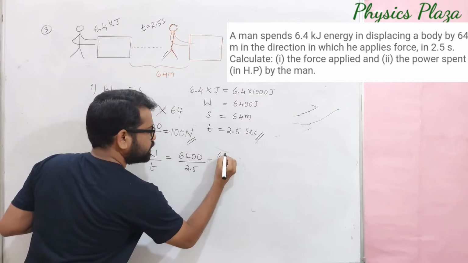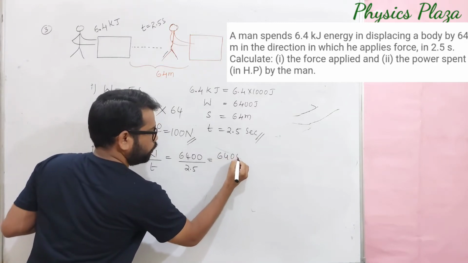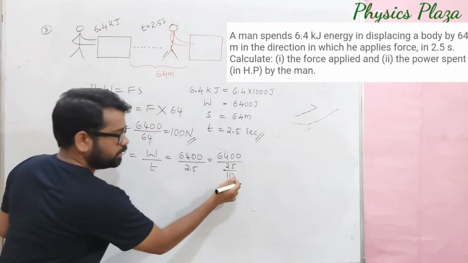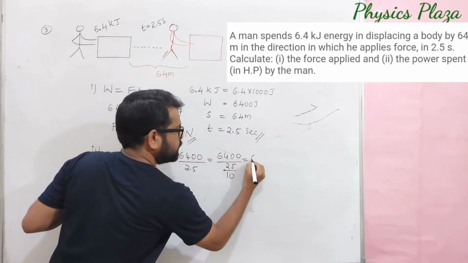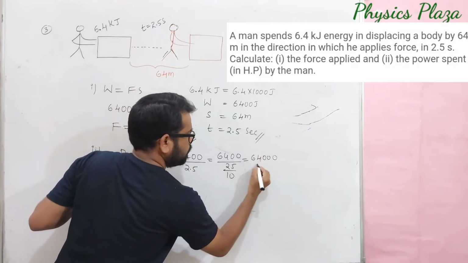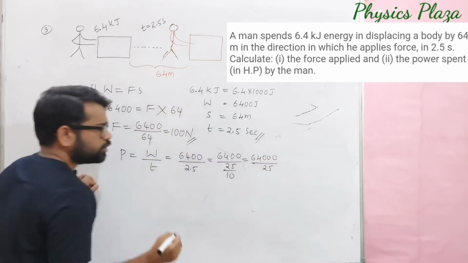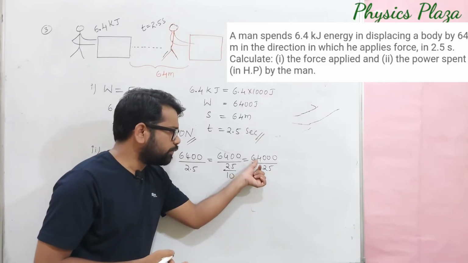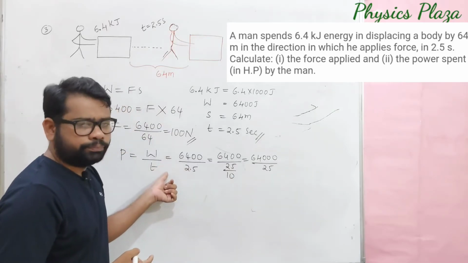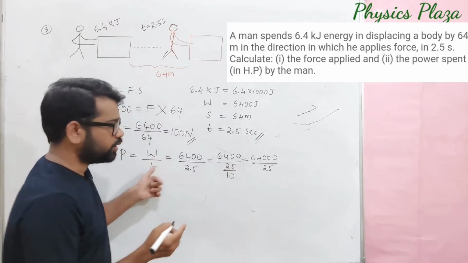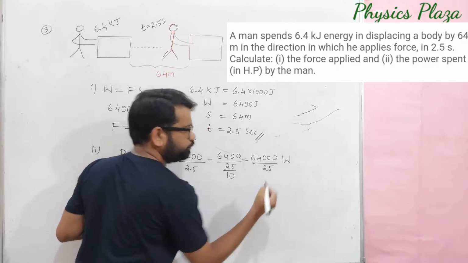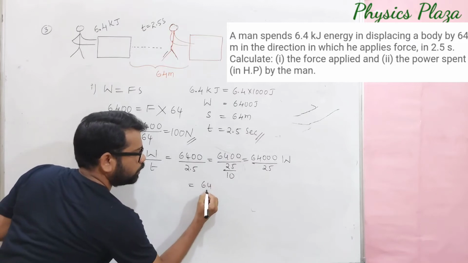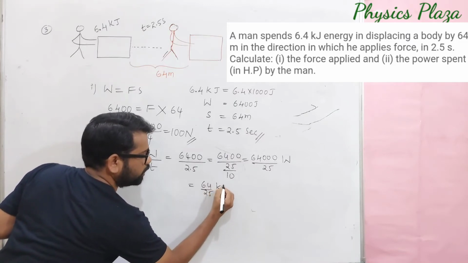So can we write it like this, 6400 by 2.5, that is 64,000 by 25? Of course we can. So this 10 will go to the numerator. It will become 64,000 by 25. Children, to make it simpler, we can write this as 64. Actually it is joule per second, which is watt. So we are getting the answer in terms of watt. Now this we can write as 64 by 25 into kilowatt.